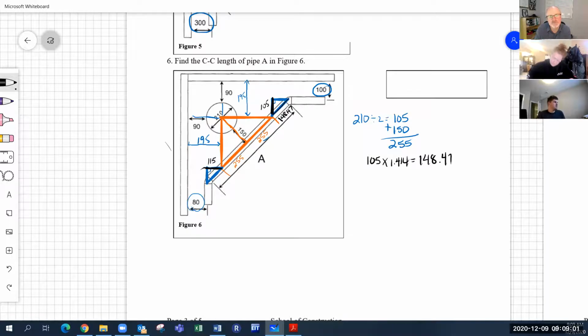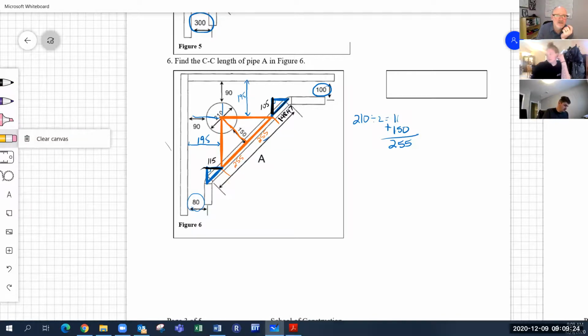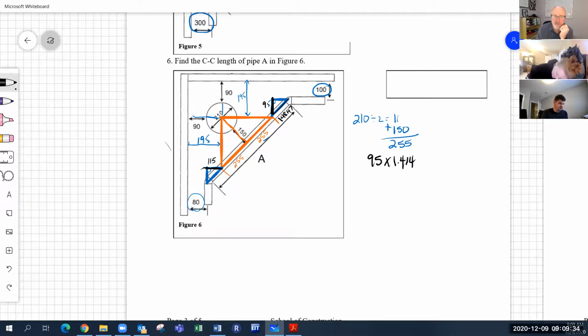Just this, Doug, the 105 that you have in the top right, is that correct? I don't know. 195 minus 100? No, that's not right. Oh, gosh. Okay, let's go back. Oh, this line. 195 minus 100 is 95. Right? Yeah. Oh, well, that makes better sense. That's 95. So 95 times 1.414. Thank you for that, guys. Keep me on track.